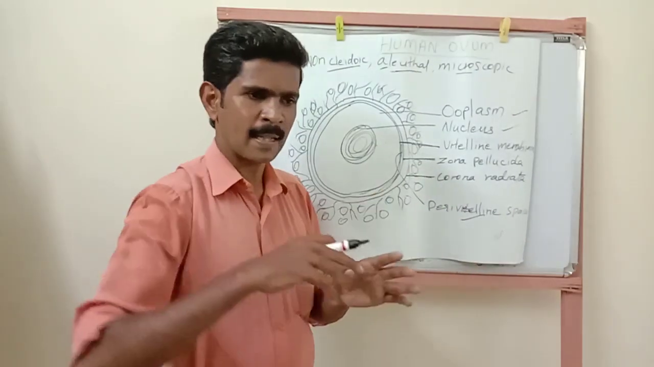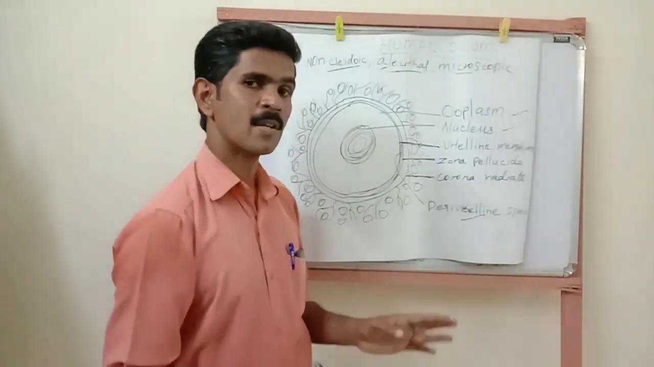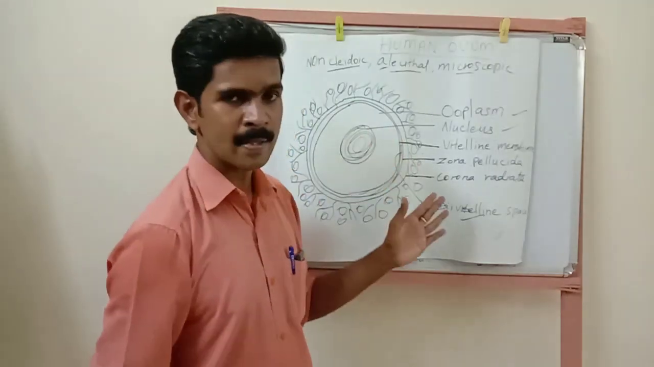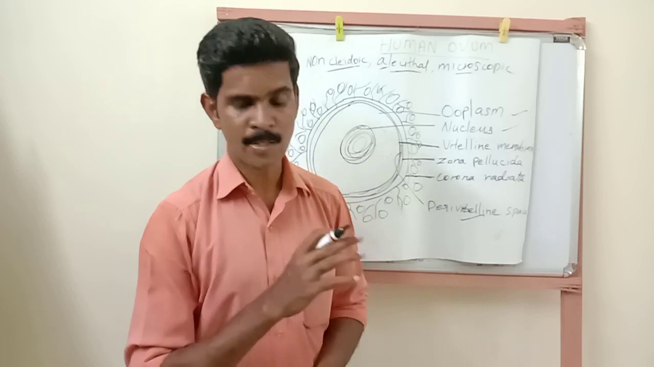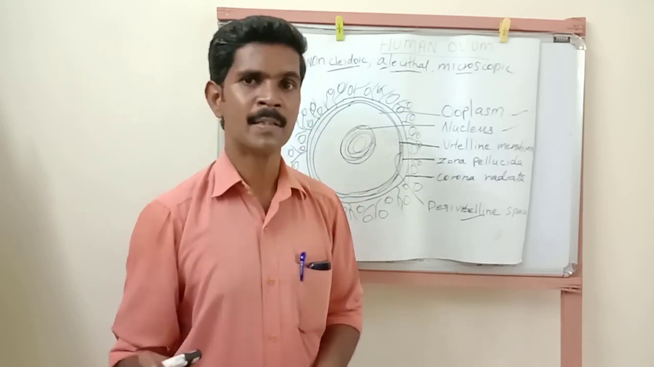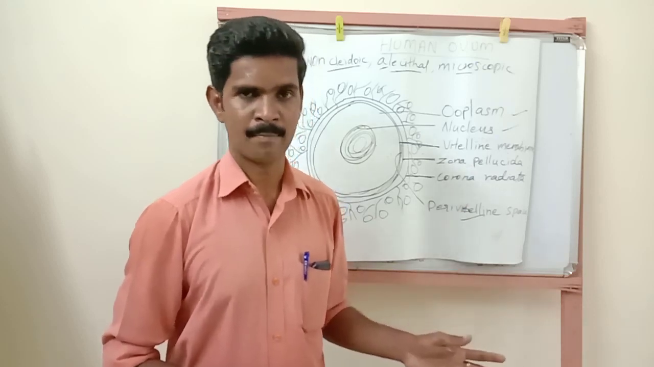So this is like the structure of sperm. The structure of ovum is also a very, very important 3-mark question. So let me repeat all the points. The human egg is an alecithal egg. That means it has no yolk. It is a non-cleidoic egg. It is not covered with a shell. And it's a microscopic cell.